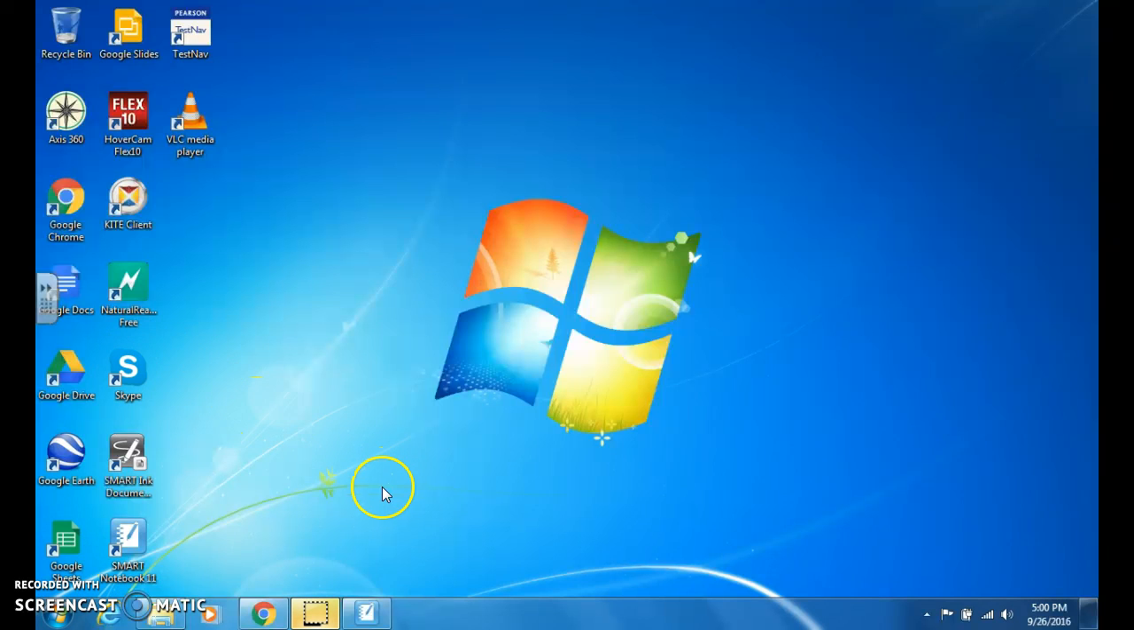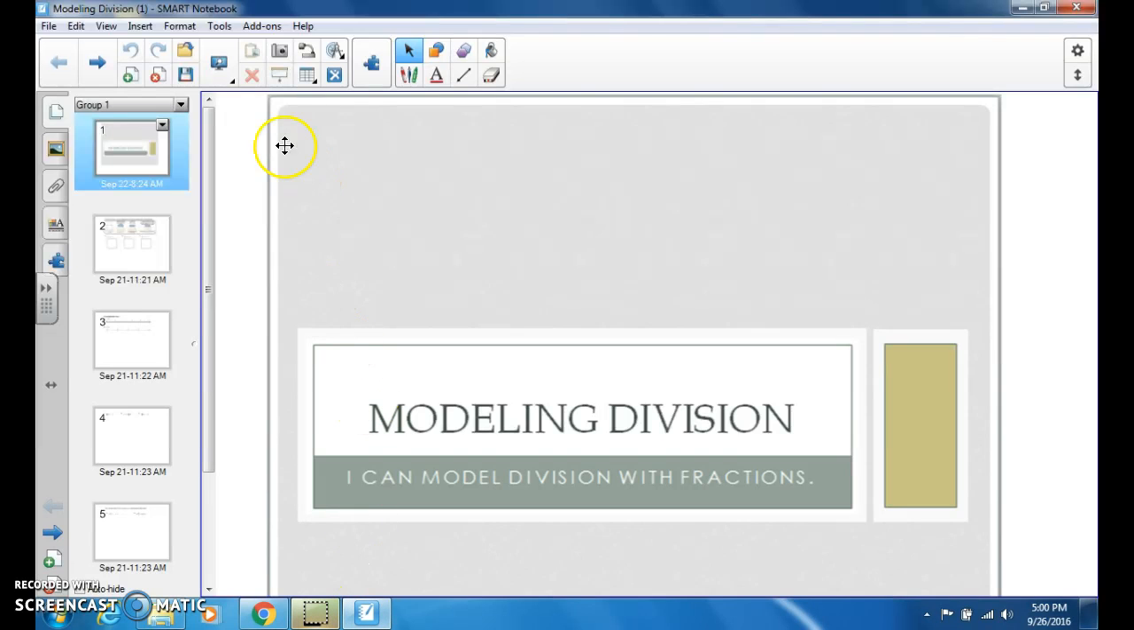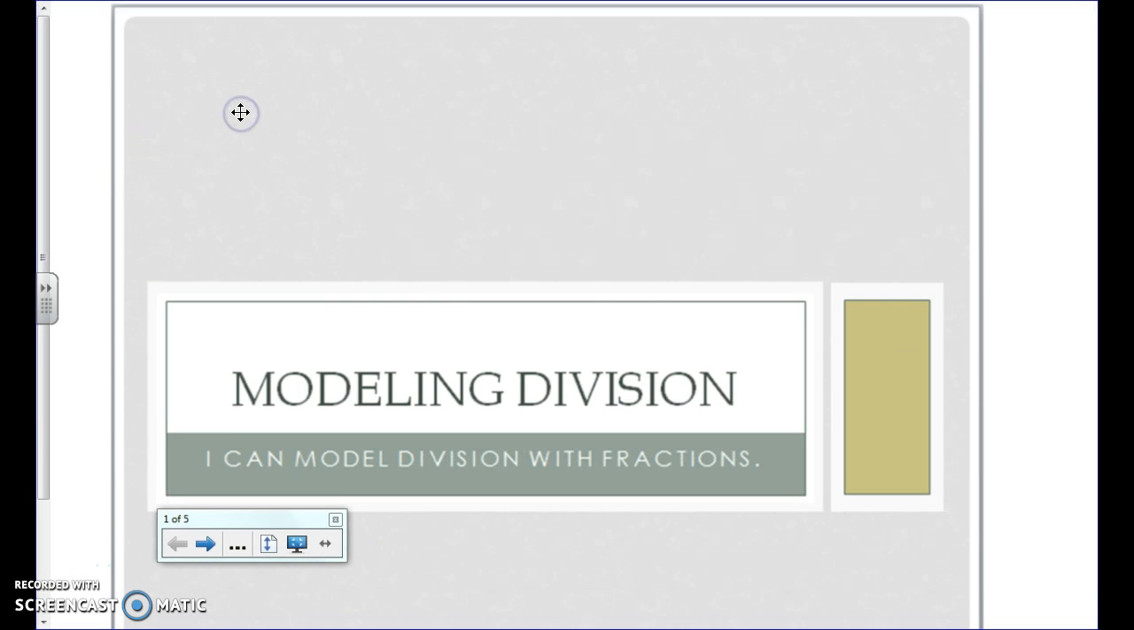Alright, this is Mr. Gillum, and today we're going to take a look at modeling division. So we've modeled some addition, we've modeled some subtraction, we've even modeled some multiplication. Today we're working on division, and so we're going to do some visuals here.